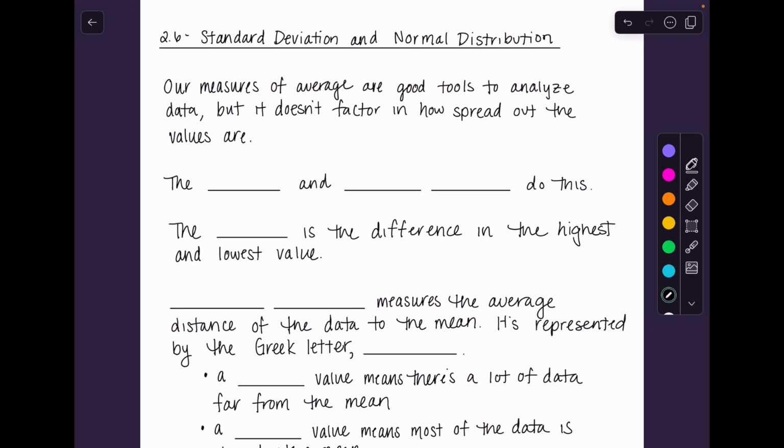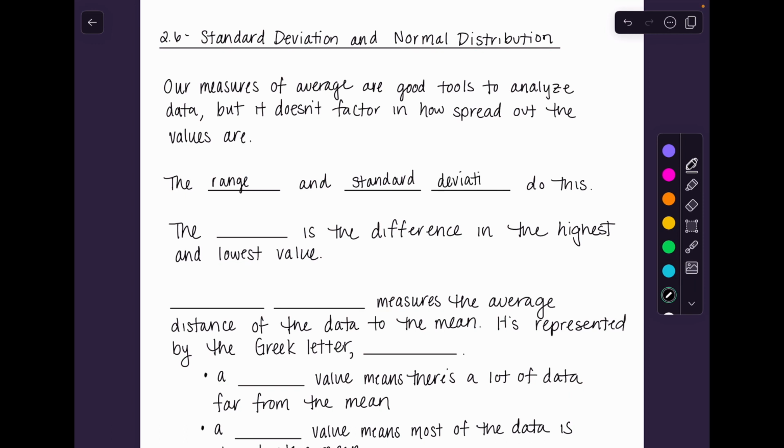We need something that represents the typical person or thing in that population, but we also want to see, is our data close to this value? Is it really widespread? What's going on? So we have two things to do this, one of which we've already seen. The range and the standard deviation give us an idea of how spread out the data is.